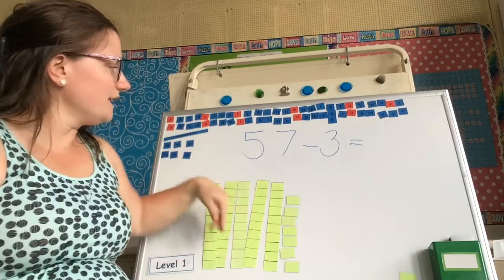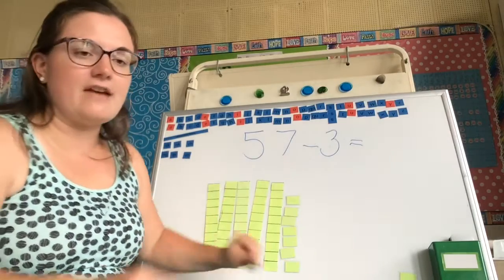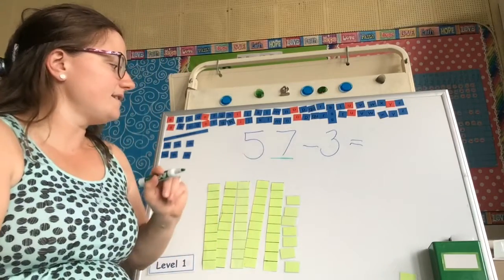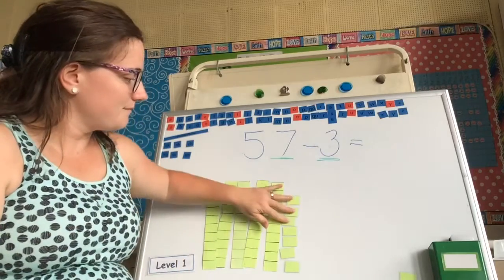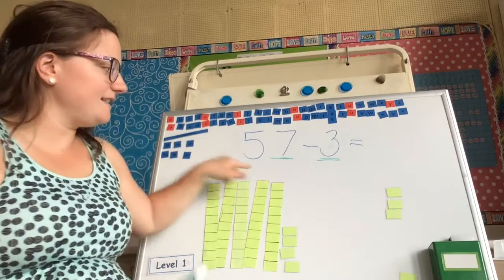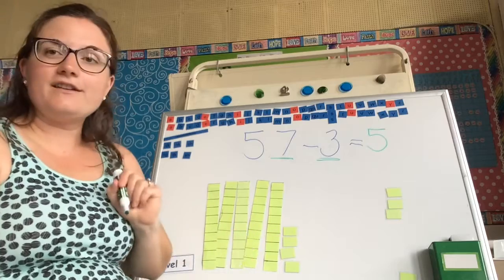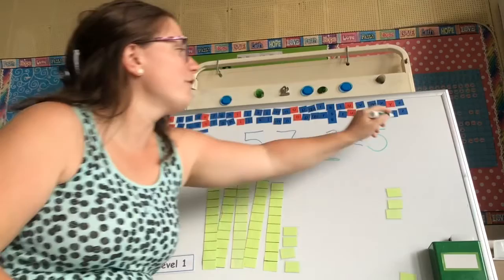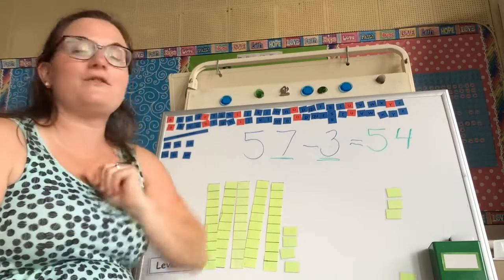The rest of us, we're going to look here, and we see 57 is 5 tens, and I have 7 ones. So I'm going to look at my 7 ones, and I'm going to take away 3 of them. So how many are left? Well, my tens didn't change, so I still have 5 tens or 50. And I have 7. Take away 3 gives me 4. I have 54. Or you could have counted back from 57.